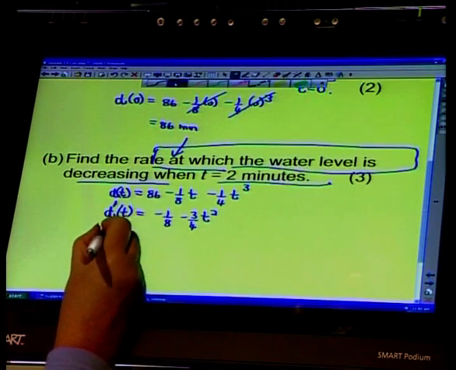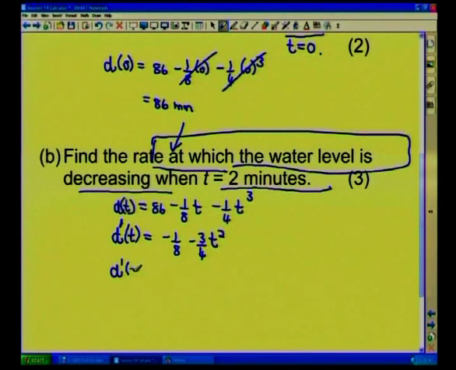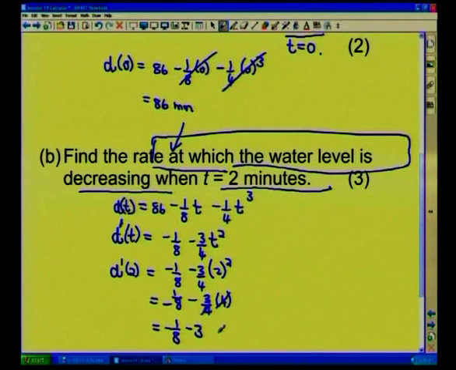Right, so what am I doing here? At 2 minutes, I would say the derivative at 2, which is equal to minus an eighth minus 3/4 times 2 squared. Now, the good news is that's easy arithmetic, so I cannot be lazy. I'll do it mentally. It's 3/4 times 4. That will divide into that. So I've got minus 1/8 minus 3. And so it's decreasing at minus 3 1/8 millimeters per minute.